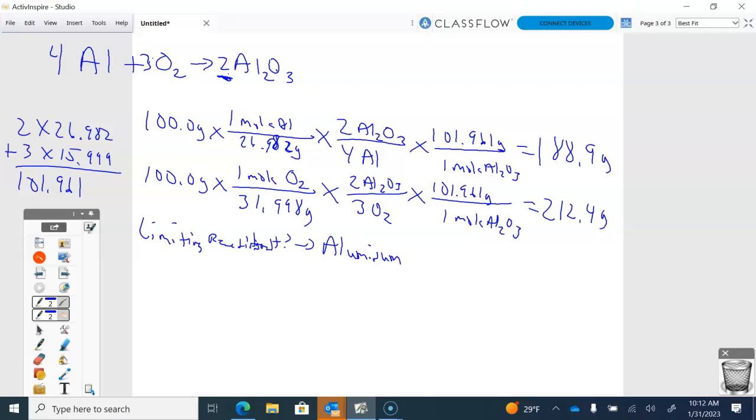How many grams of aluminum oxide will be made? How many grams of aluminum oxide am I going to make? No, 180. Yep, I'm going to run out of ingredients before I get to the 212. So I can make 188.9 grams of aluminum oxide.